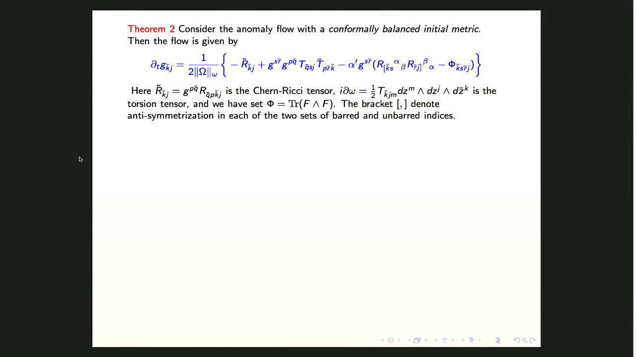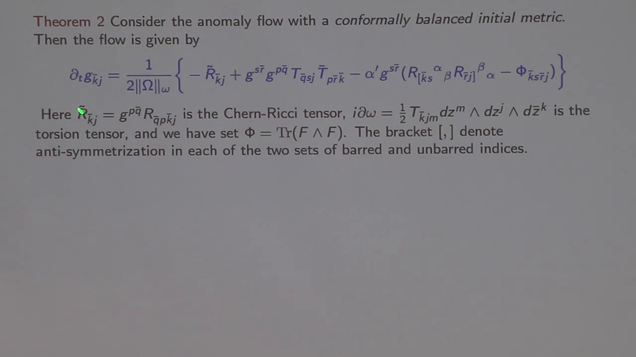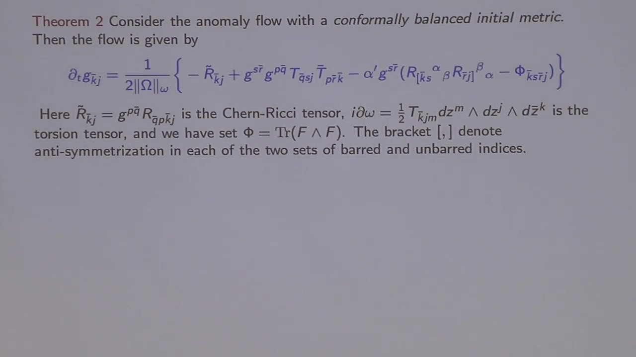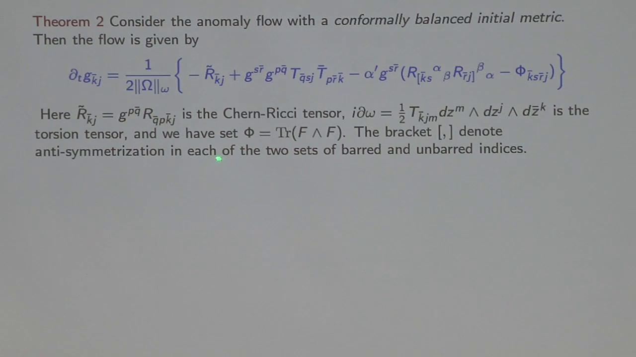And so we can work out the following very simple theorem. Let us consider the anomaly flow with a conformally balanced initial metric. Remember that it's key to preserve this conformally balanced condition. And so in that case, you can rewrite the flow in a much more familiar form. Namely, you give how the metric evolves with time. And the formula is here. And let me just sort out the notation.